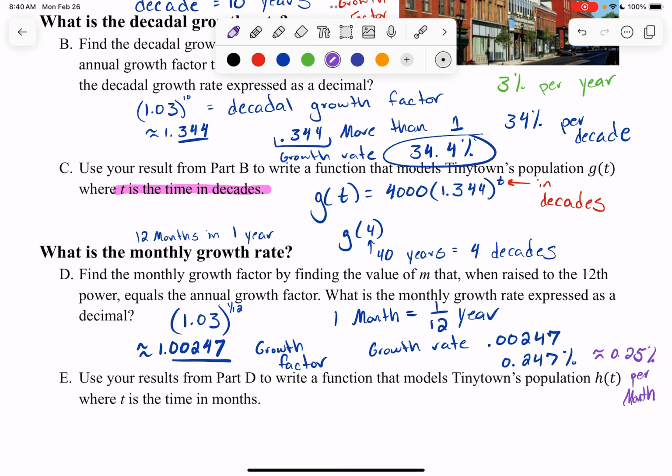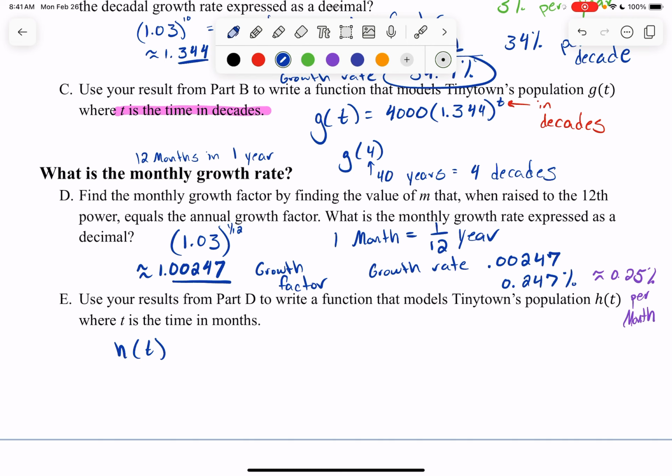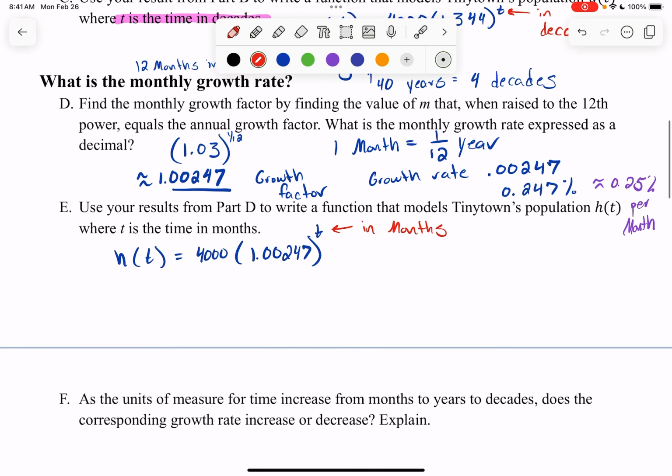And then we can write a new function, h of t. Here, use a result from part D to write a function that models Tiny Town's population, h of t, where t is the time in months. It'd be 4,000 times 1.00247 to the t. But now this t is in months. What's the population after 3 months, 4 months, the shorter amount of time?